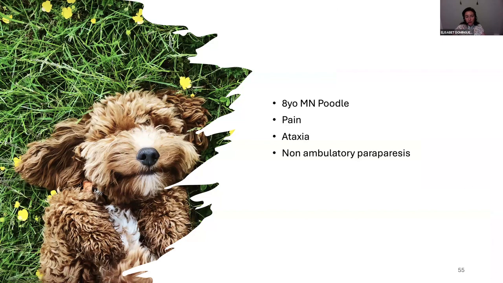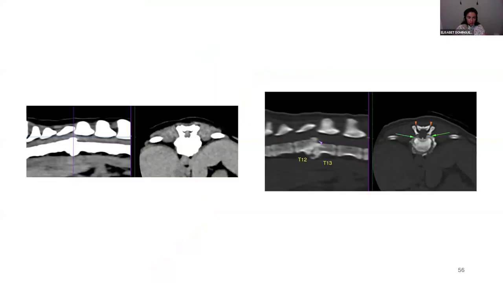It was a rescue dog that, when the family adopted it, was already ataxic and non-ambulatory. They decided to do some investigations to know what happened with the dog in the past. What we saw was that at the level of T12, T13, there was a chronic lesion with a severe narrowing of the intervertebral disc space that was already remodeled with some sclerosis, new bone formation, and some material that was probably the result of a fracture, visible in the vertebral canal.